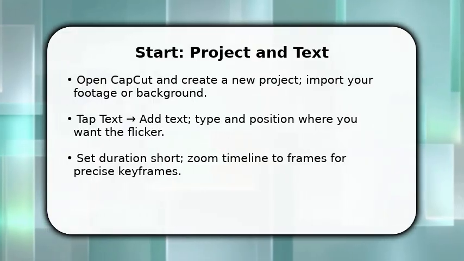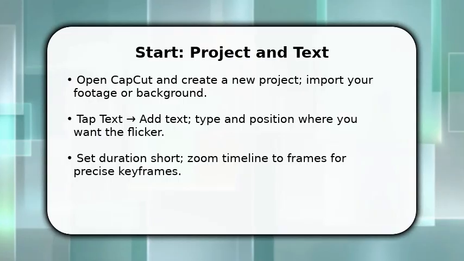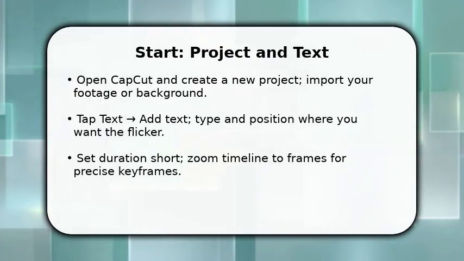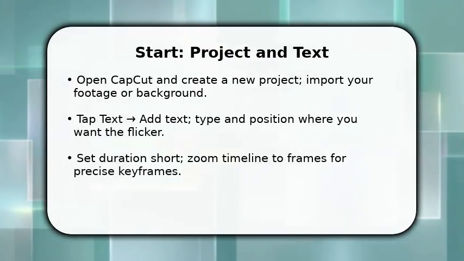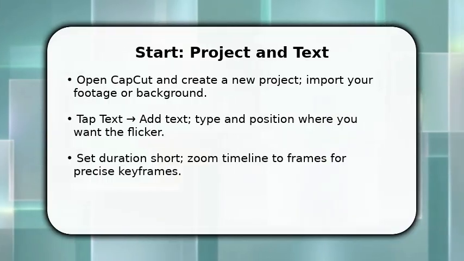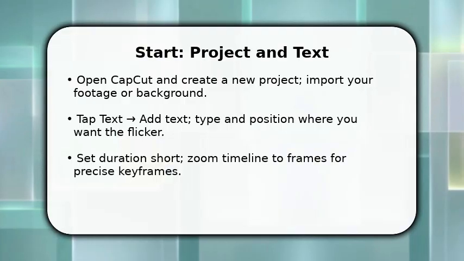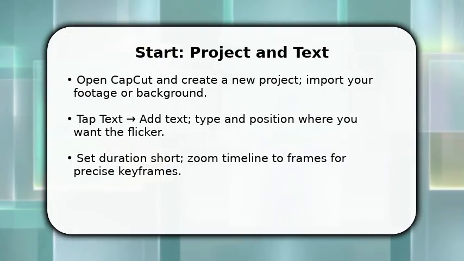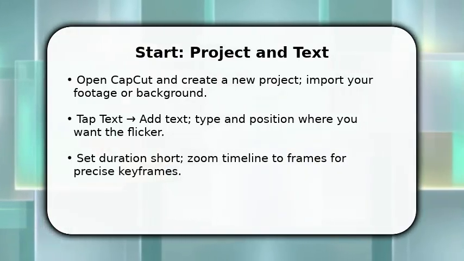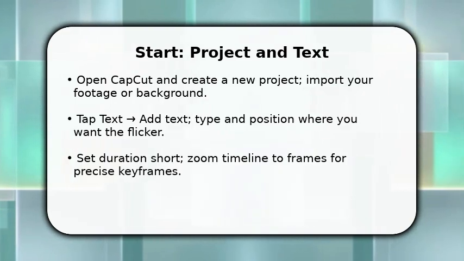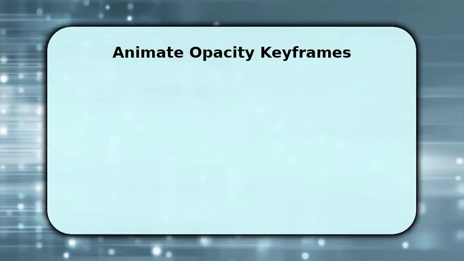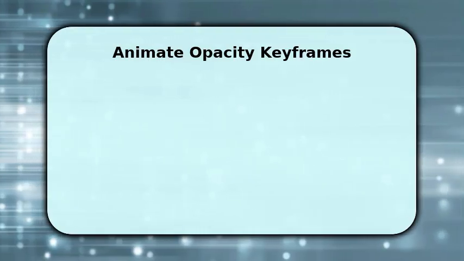Once done, zoom the timeline in close to see frames because the method depends on precise keyframe placement. Make sure the text clip is selected and you can access opacity or transparency controls. This is the only way we'll create a controlled flicker effect without third-party plugins. You now animate the text using opacity keyframes to produce a true flicker.